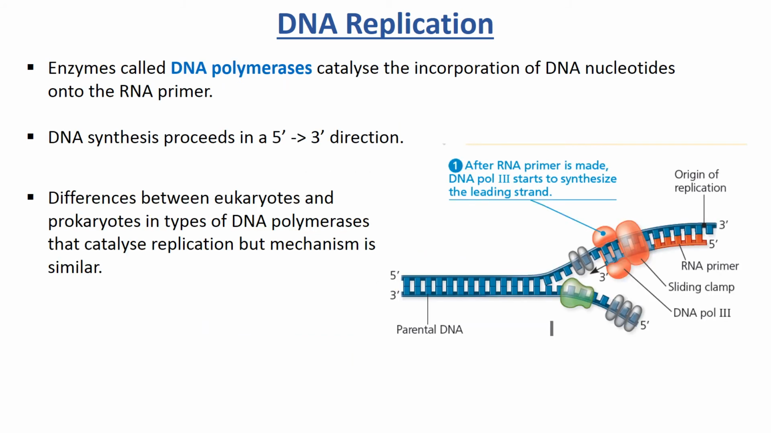Enzymes called DNA polymerases catalyze the incorporation of DNA nucleotides onto the RNA primer. DNA synthesis proceeds in a 5' to 3' direction.